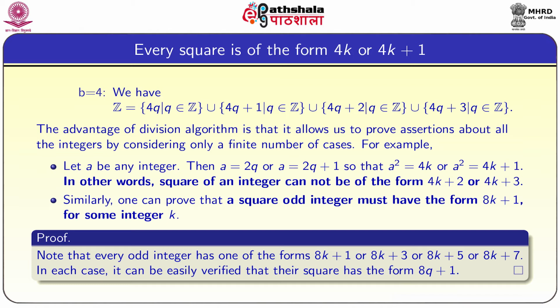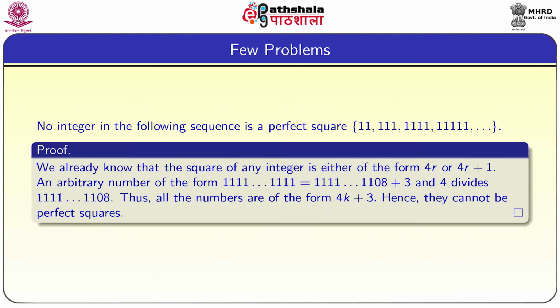9 again we can write as 8 plus 1. For 5 squared, we will get the constant term as 25, that we can also write as 24 plus 1. 7 squared is 49, so we can write it as 48 plus 1. So, all these numbers, if I square them, are of the form 8k plus 1 only. Now, by using all these things we are going to prove some results.